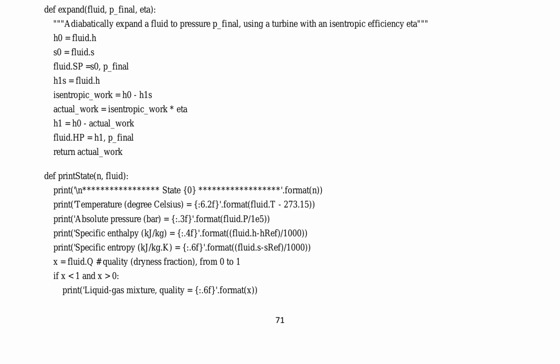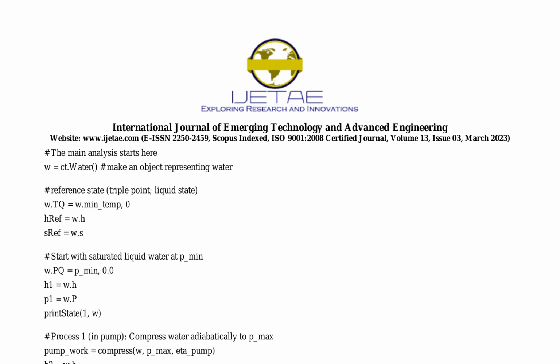Next, heat is added to the water at a constant pressure until it reaches the desired superheated steam state, with the maximum temperature, T_max. The heat added is calculated as the difference in enthalpy between the initial and final states of this process. Following this, the water undergoes an adiabatic expansion back to the initial pressure, P1, using a turbine with an isentropic efficiency of eta_turbine. The work generated during this process is also calculated as the difference in enthalpy between the initial and final states.